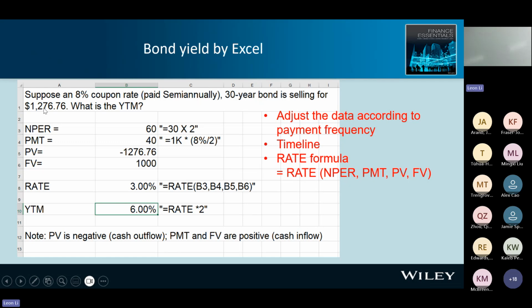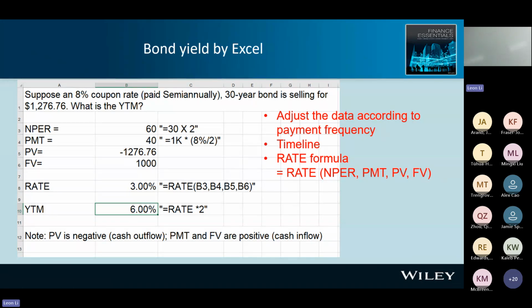Bond price today, this number, don't forget, negative sign, all right? Next, face value, the lump sum payment, $1,000. Finally, we use the rate formula. This is the rate, 3%. But 3% is not our final answer. Our final answer is annual rate or 1 year rate. So we have one more step. 3% times 2, 6%. This is our final answer.